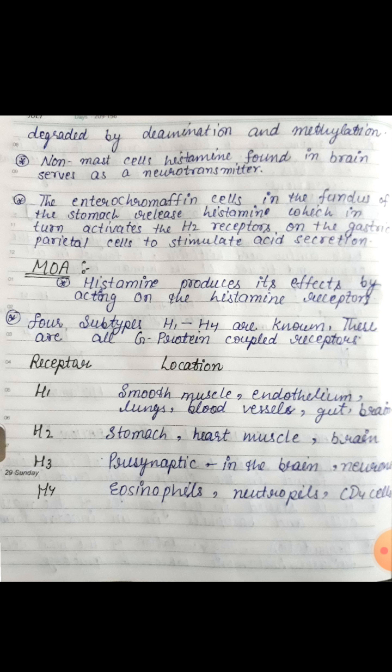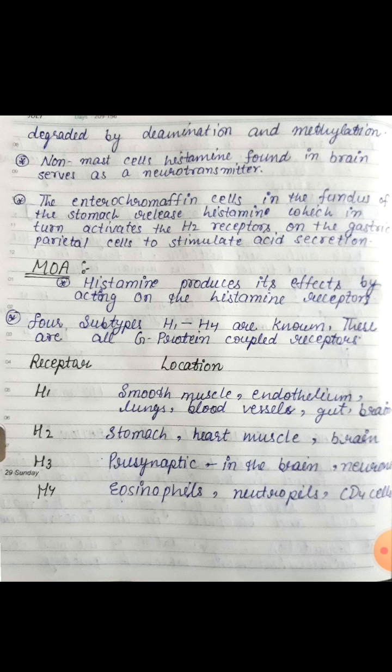Four subtypes, H1 to H4, are known. These are all G protein coupled receptors: H1, H2, H3, H4. And the location of the H1 receptor is smooth muscles, endothelium, lungs, blood vessels, gut and brain. H1 receptor antagonists block many of the actions of histamine related to allergy and inflammation.